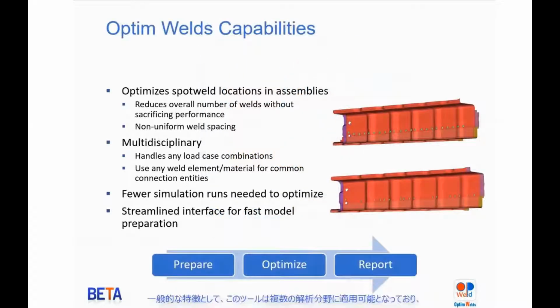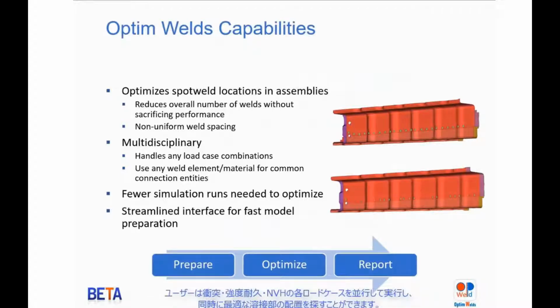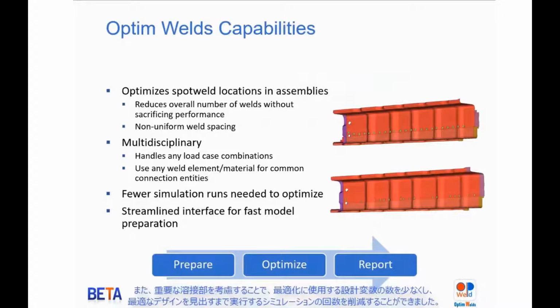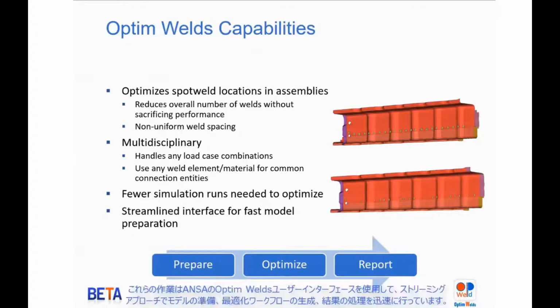In terms of general capabilities, the tool was built to be multidisciplinary, so users can run crash, durability, and NVH load cases in parallel and find the best distribution of welds for these cases at the same time. Through the use of critical welds, we're able to reduce the number of design variables used in the optimization, leading to a reduction in simulation runs needed before an optimum design is found. All of this is accomplished through the OptimWeld's user interface within ANSA, which uses a streamlined approach to quickly prepare the model, generate the optimization workflow, and process the results.